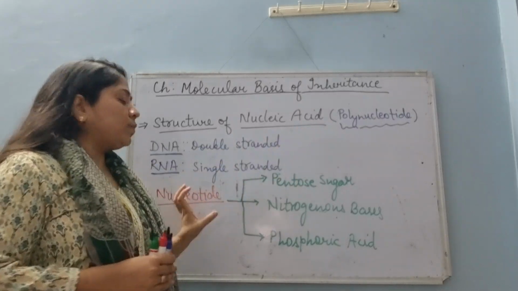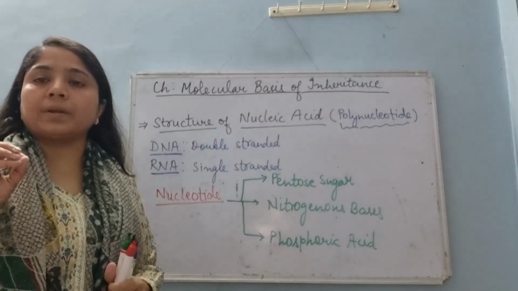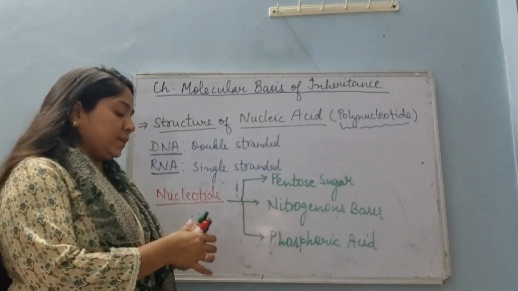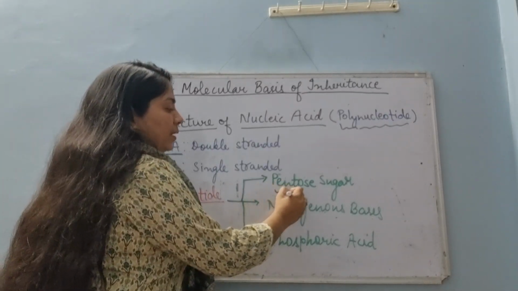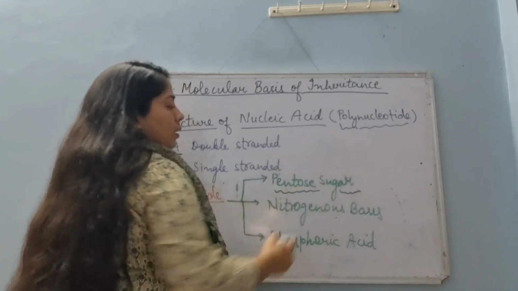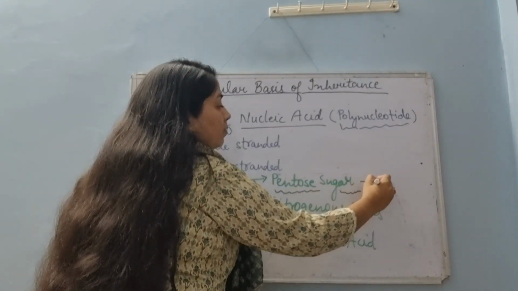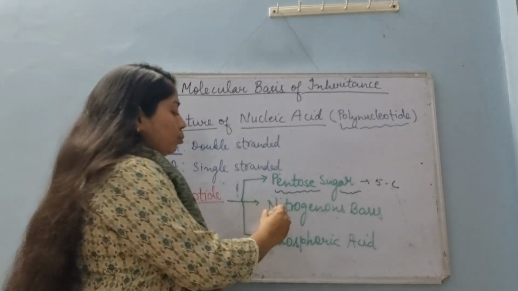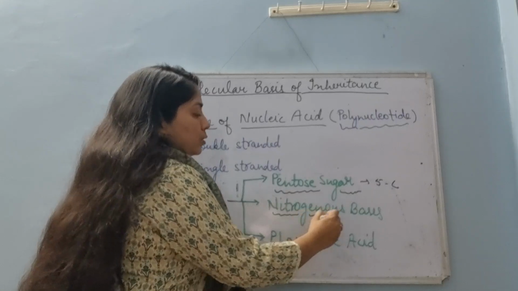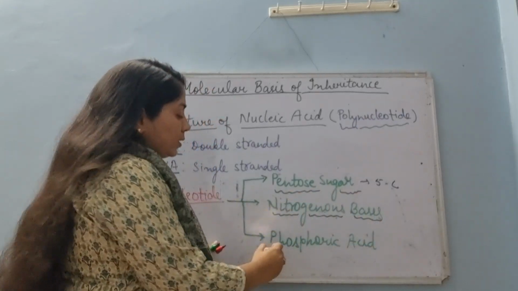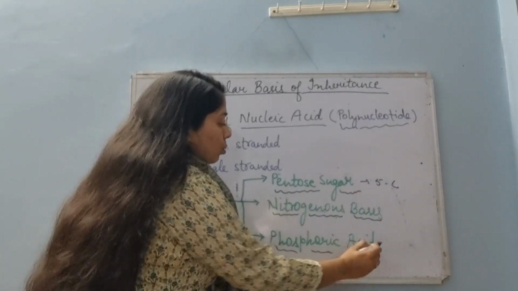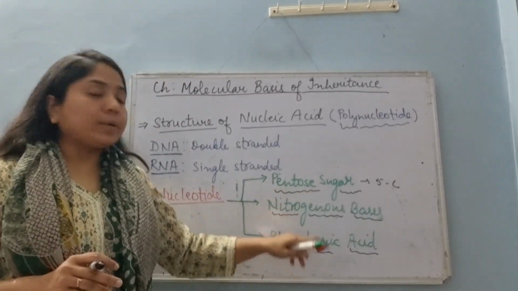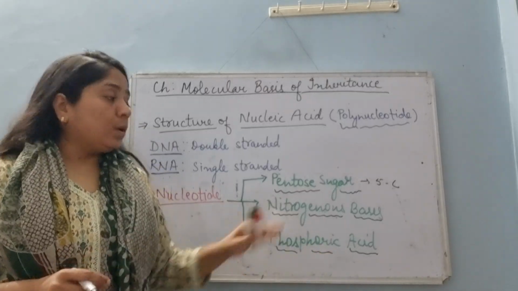First of all we will see what is the nucleotide, what it is composed of, what is its composition. So nucleotide is composed of basically three things. First one is pentose sugar. As the name suggests, pentose, 5 carbon sugar. How many carbons are there in pentose sugar? 5 carbons. Second composition is nitrogenous bases, and third one is phosphoric acid. So nucleotide is composed of 3 main constituents: pentose sugar, nitrogenous bases and phosphoric acid. We will see them in detail.